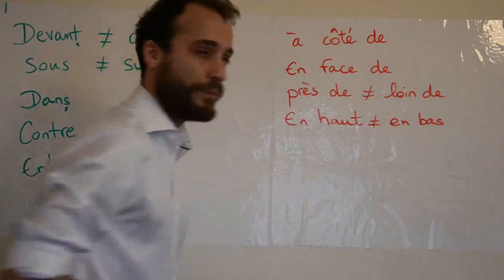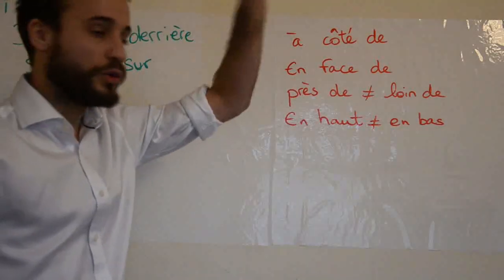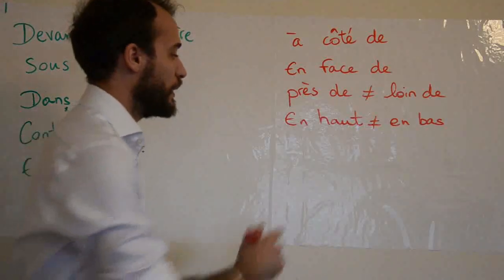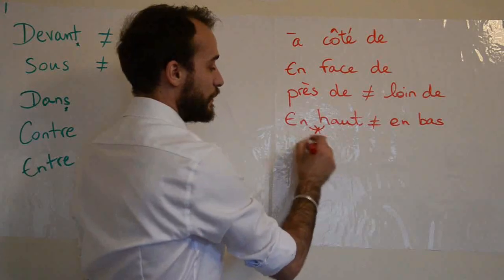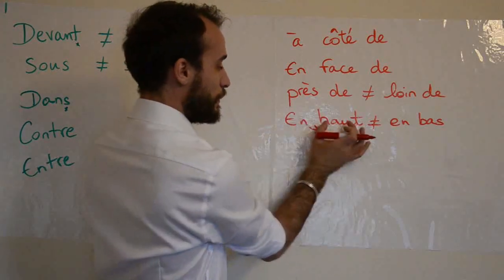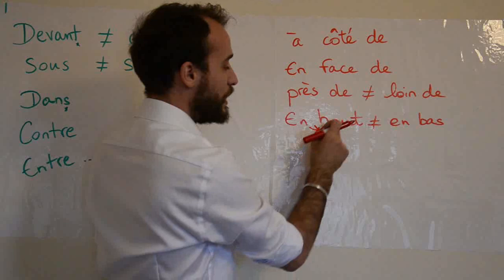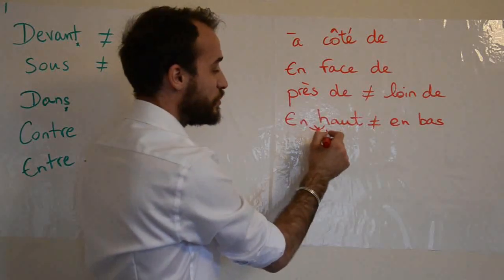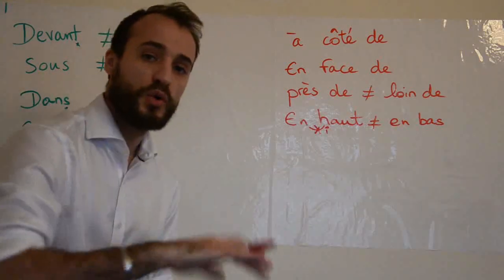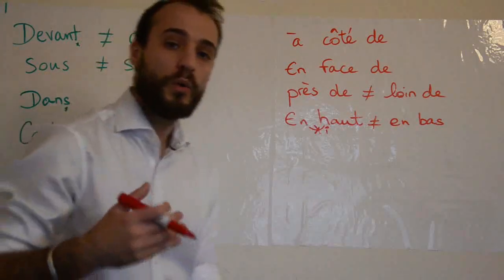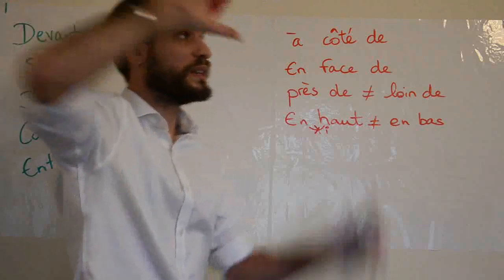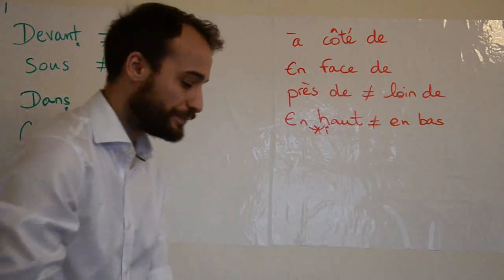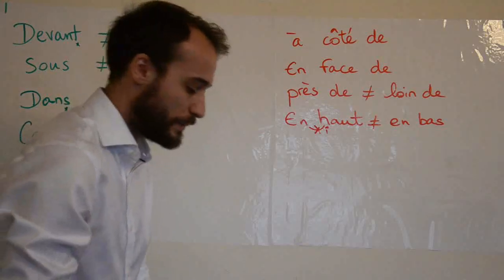Then we have en haut, which is on the top, and en bas, which is at the bottom. Be careful, you can't link here, so you have to pronounce these two words separately. Usually we link the end and we make what we call a liaison, but in this case that's an exception, you pronounce the H. So en haut means something that is on the top, and en bas means at the bottom, low, if you know what I mean.